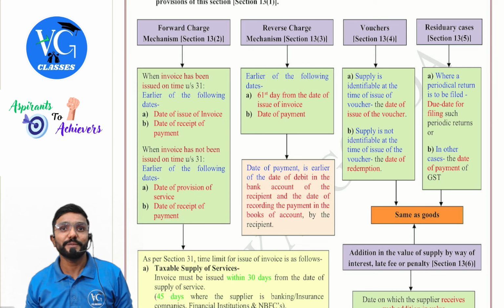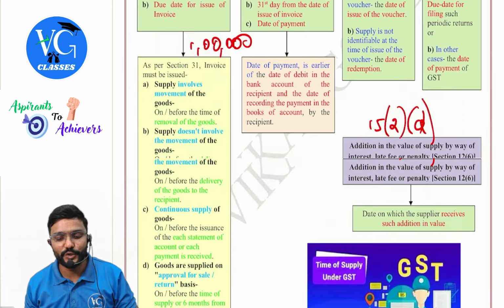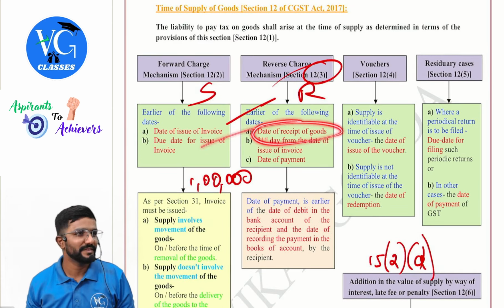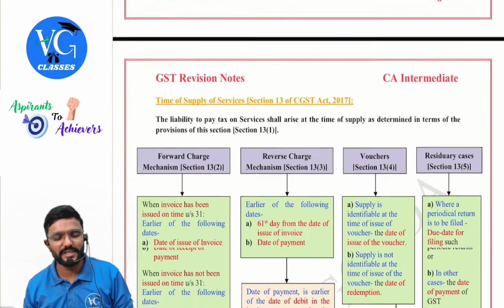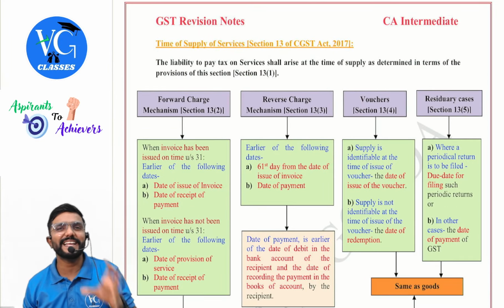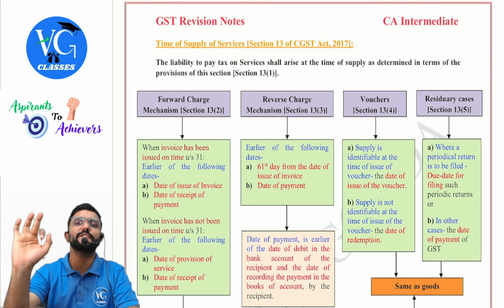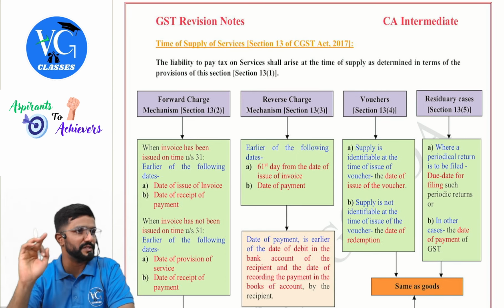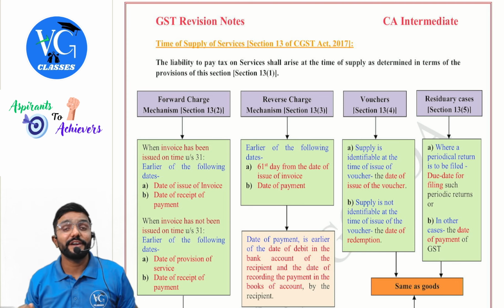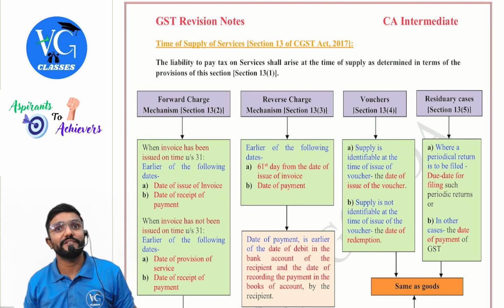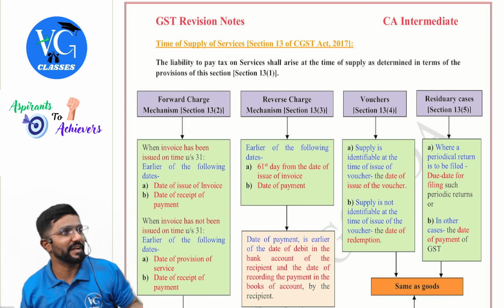Sir, what about date of receipt of service? It is not there. Whereas for goods, date of receipt of goods was there. As service is intangible, guys, it will be difficult to exactly calculate on what date it is received. So that is why they didn't consider date of receipt in services. Whereas for invoice, they took 61st day. Whereas for goods, it is 31st day.